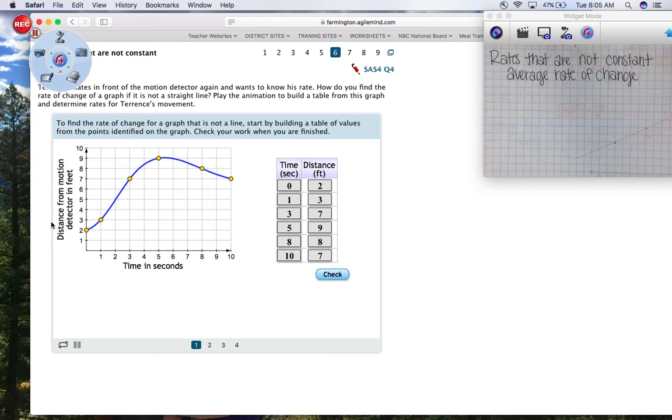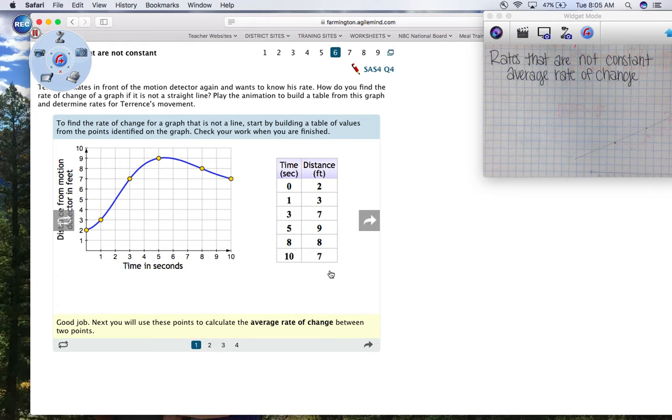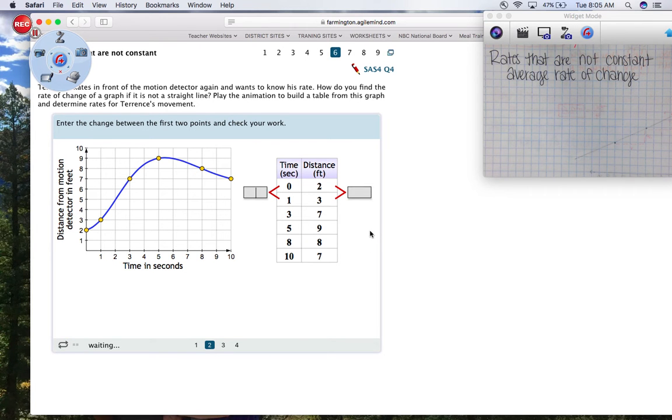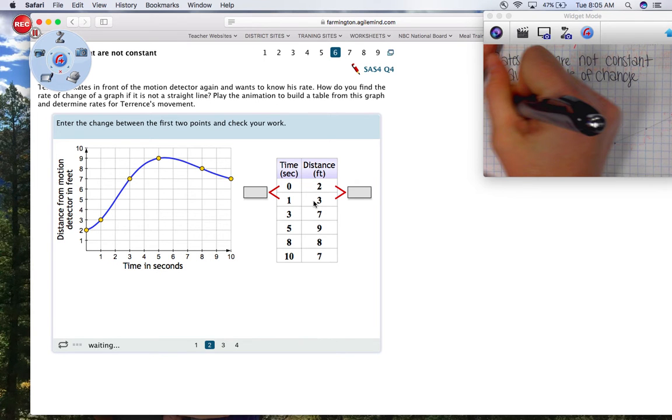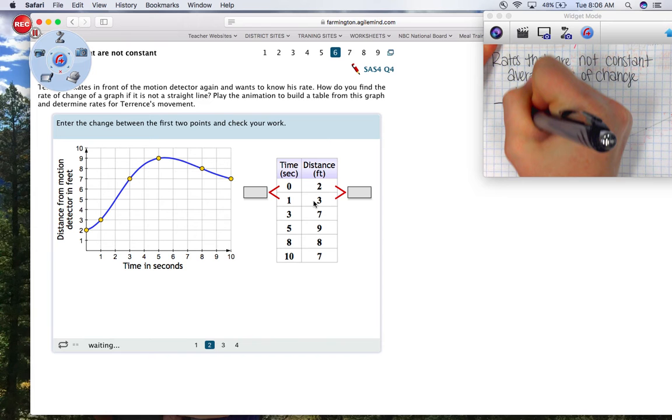Now, if you look at this, at any point is this going at a constant rate? Remember, a constant rate means it's a line, so a straight line. At any point, is this a straight line? That's what we're going to look at. Okay, so it says next you will use the points to calculate the average rate of change. So I'm going to actually do this on my paper because I think it takes too long, and you need to have it written on your paper too.